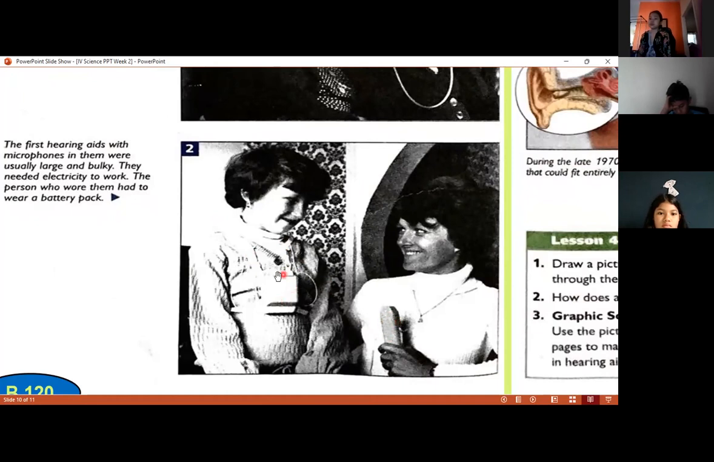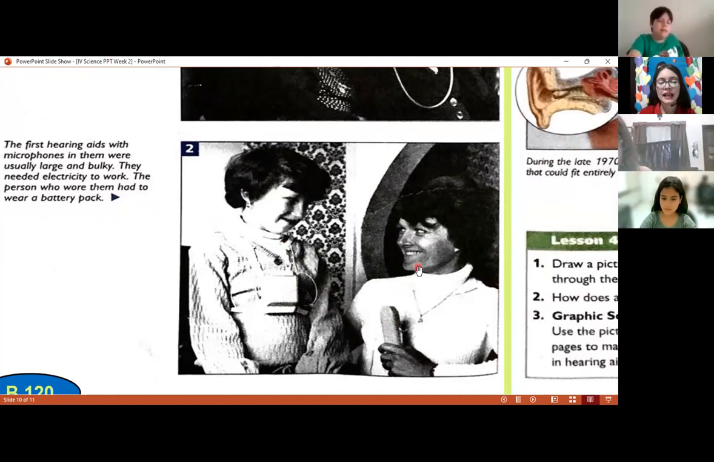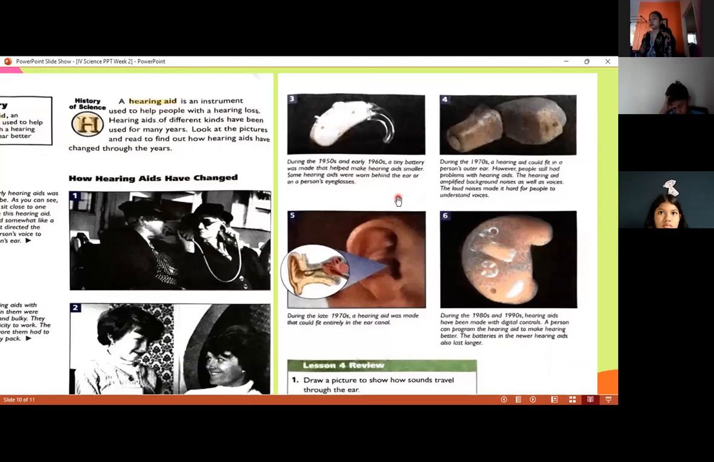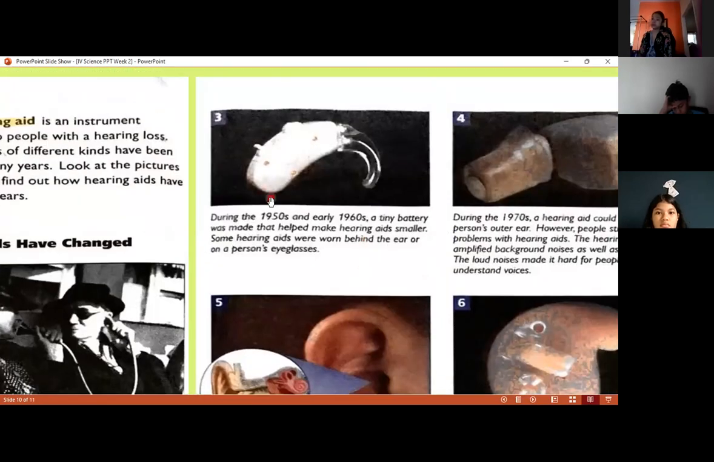There was a microphone and they needed a battery. Imagine what happened if that person didn't have more battery. It's not going to listen. It's not going to be able to hear. So that was one disadvantage. So it changed. It changed to this.